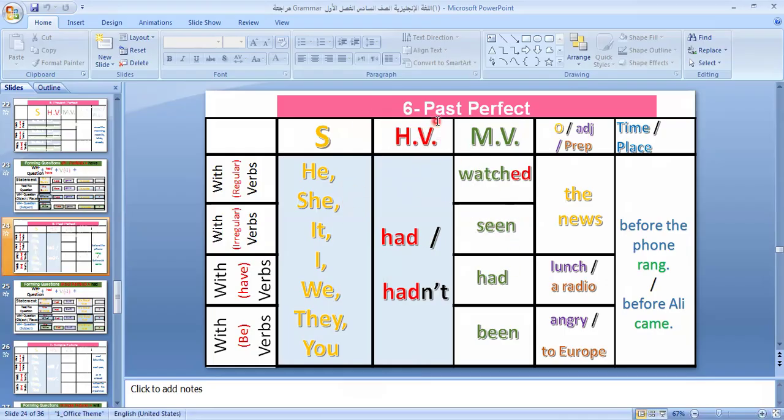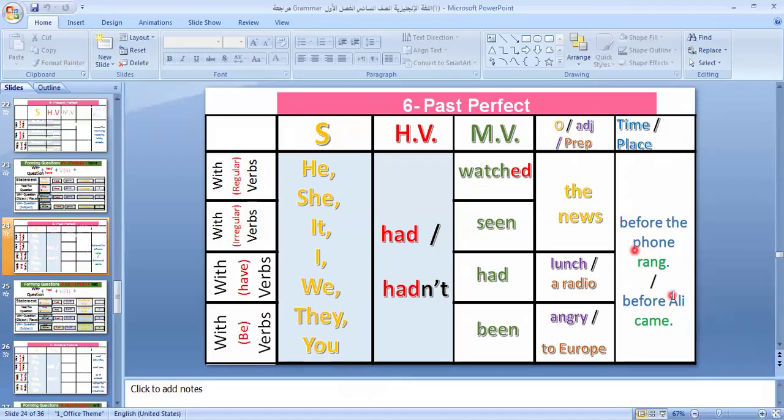Here, in this tense we use had plus the past participle of the verb. With had, we can't have misunderstanding. Why? Because in all the pronouns we use had plus the past participle of the verb, like this: had watched, had seen, had been. So all the pronouns here take had, because this is the past perfect. I use had plus the past participle of the verb. Okay, in this tense we use after and before.